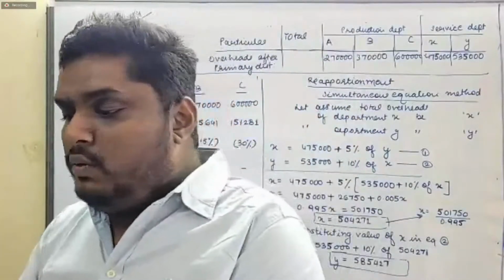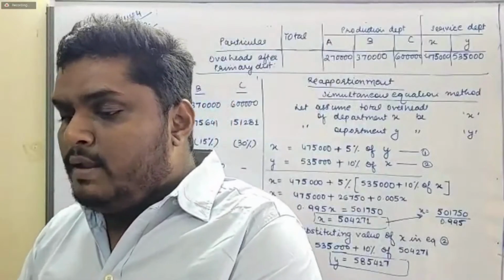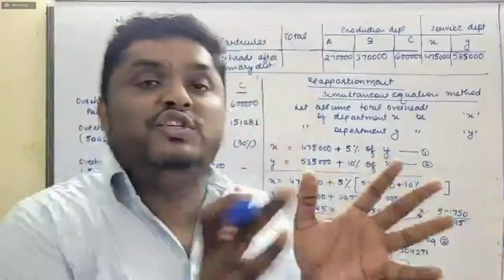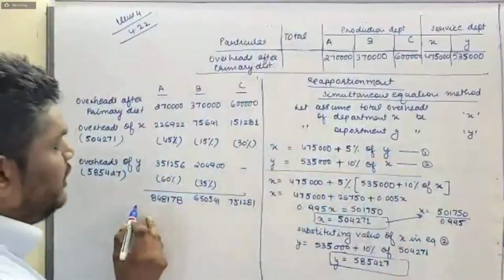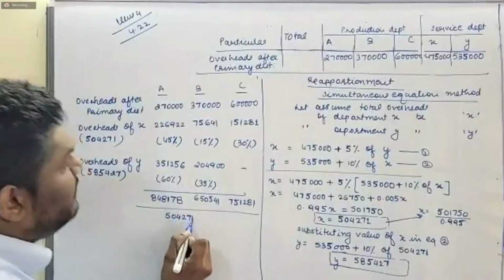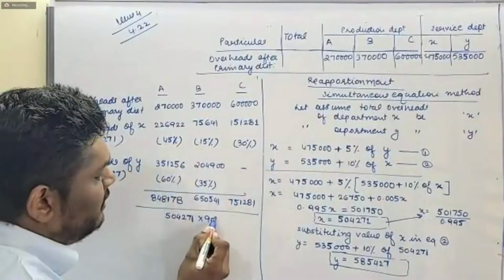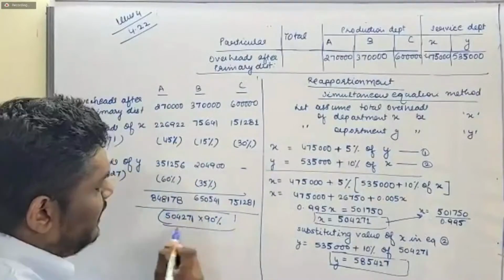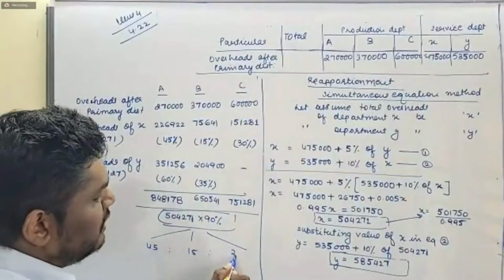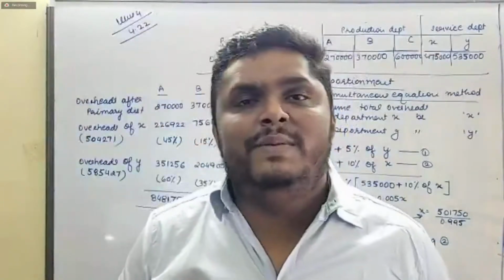Now, if you guys have any query, please post your query. Miss Kanchan Kumari, sir, why percentage, why not ratio? You can distribute it in ratio also. What you have to do simply is 504,271 into 90%. The amount we get at 90% is to be distributed in the ratio of 45 is to 15 is to 30. This is the alternate way. In both cases, the answer will be the same.